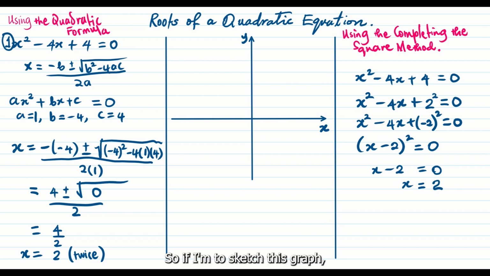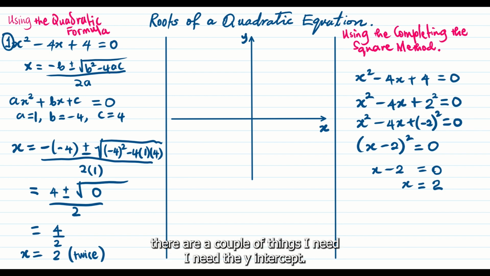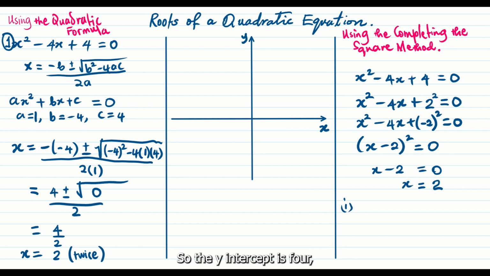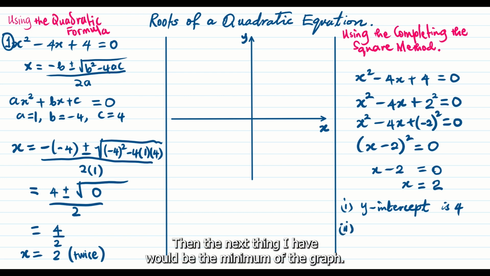If I'm to sketch this graph, there are a couple of things I need. I need the y-intercept. So the y-intercept is 4. I also have a video on the sketching of quadratic graphs, so please link it up. You want to go look at that. It's very, very informative. You learn a lot. The y-intercept equals 4, because that's just this guy here. You just want to pick it out. No fuss.